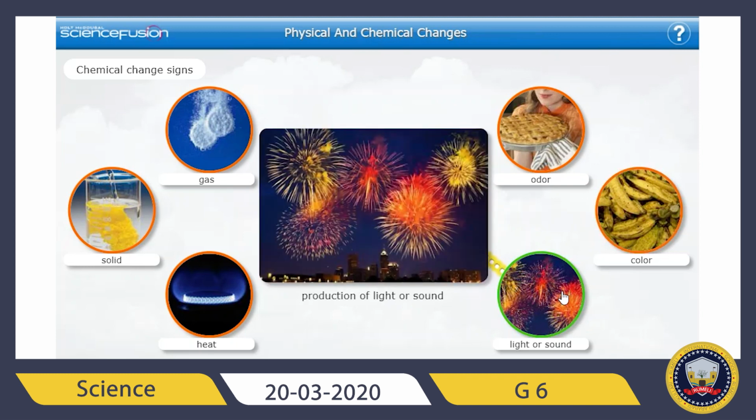Or light or sound. Production of light or sound can also be a sign of chemical change. A chemical change can give off energy, and this energy might be produced in the form of light or sound, like fireworks. After fireworks pop out, you will see the color change and you will hear the sound. So these are signs of a chemical reaction, and a chemical reaction will end up with a chemical change.